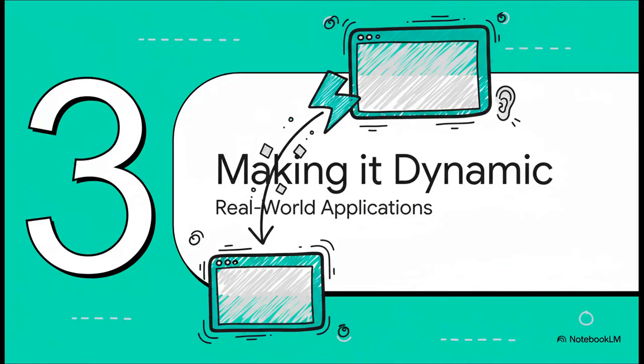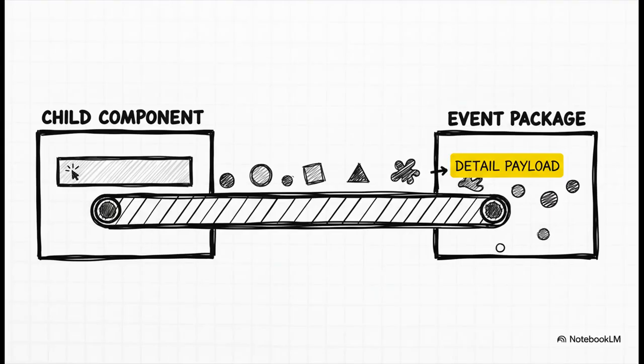Now, sending a fixed message is cool for understanding the concept, but let's be real, that's kind of like learning to drive in an empty parking lot. The real fun starts when we get on the road and start sending dynamic data based on what the user is actually doing. Think about it. The child component has an input field, right? The user types something in. Instead of sending that same old boring "hello from child" message every time, we can grab exactly what they typed and send that specific piece of information up the chain. This is how you make your components truly interactive.